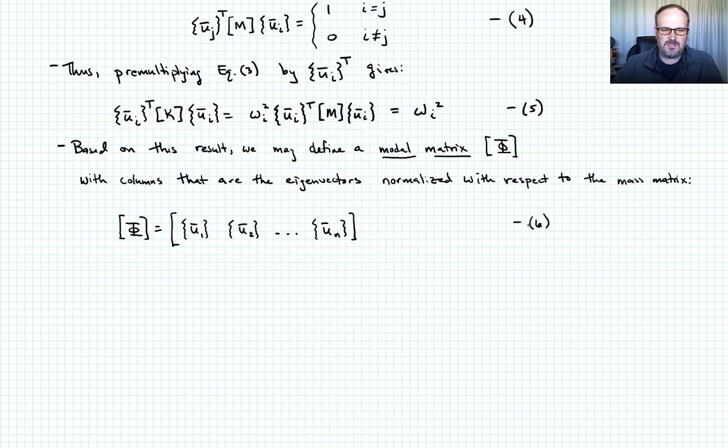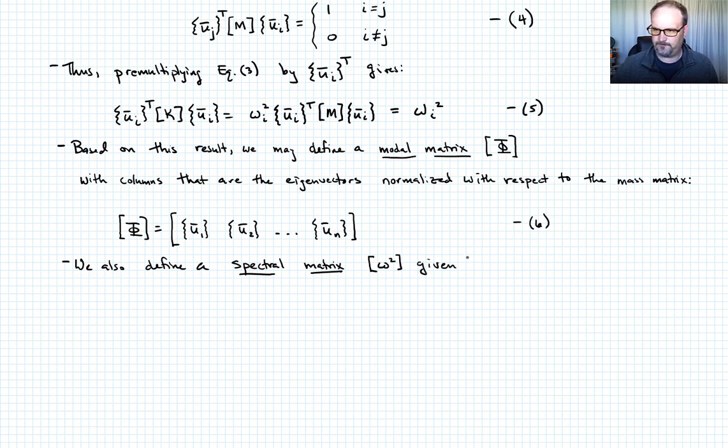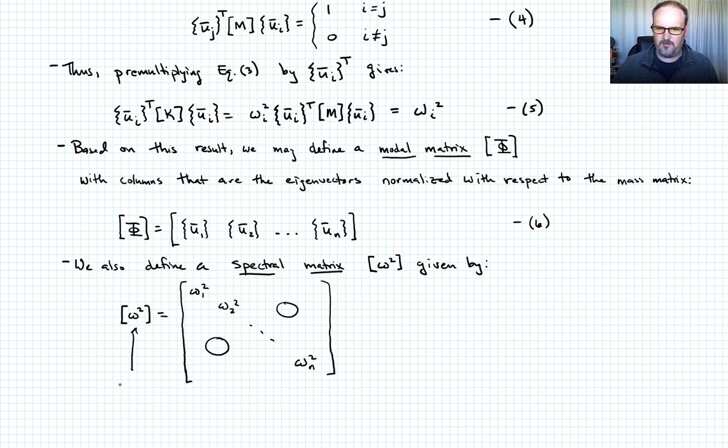So associated with this, we can also define what's called a spectral matrix. And we'll call that matrix omega squared. And it's going to be given as follows. We'll say that omega squared is going to be equal to the following. It's going to be a diagonal matrix that looks like omega 1 squared, omega 2 squared, dot, dot, dot, all the way down to omega n squared, and then these are just zeros because it's diagonal. So make sure you remember this. This is diagonal. Call this equation 7.